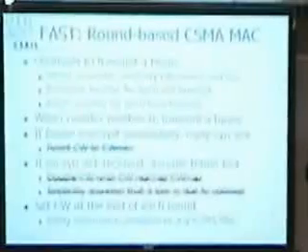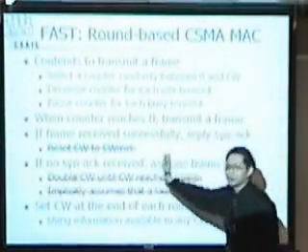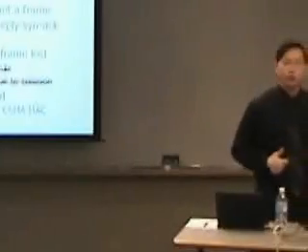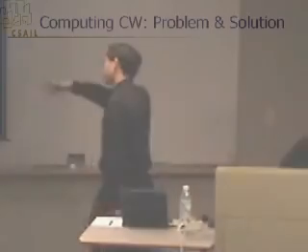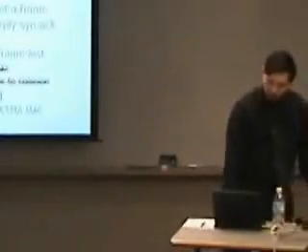So FAST is a round-based CSMA MAC. You basically say, okay, we don't use the exponential backoff scheme. We're just going to adjust our own contention window size. And we do that not for each frame, rather for each round, using the information available to us. And I'm going to define, of course, what each round is.